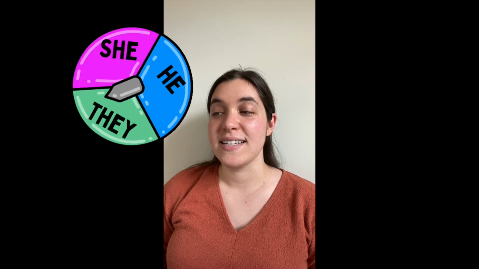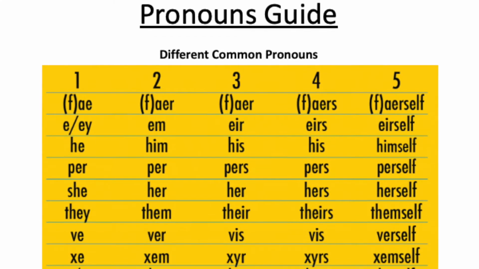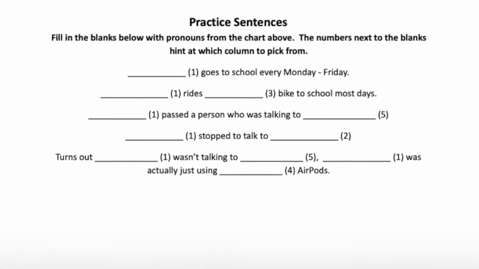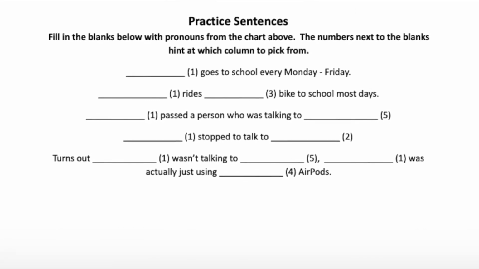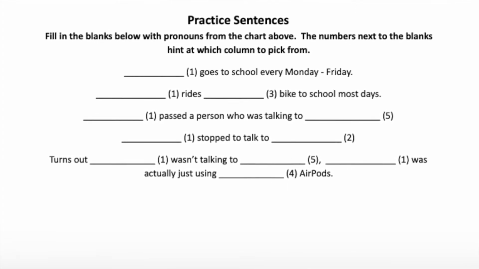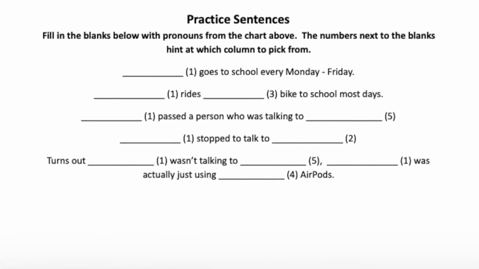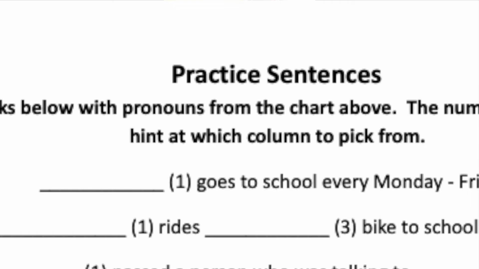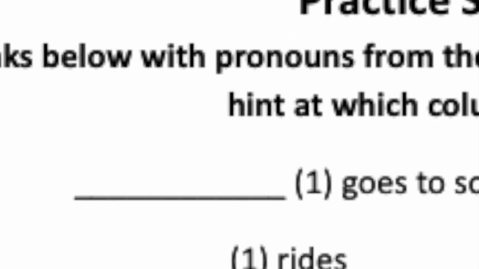Now that we've discussed what gender pronouns are and taken a look at some of the common gender pronouns, please take a few minutes to practice using some of these pronouns. Below the list of different common pronouns are 5 sentences that we'd like you to try to complete. Using the list of different common pronouns, please fill in the blanks to the sentences below using any pronoun of your choice from the column with the matching number. For example, the blank area for the first sentence should be filled in with a pronoun from column number 1 because the number in the parentheses next to the blank is number 1. We'll give you 3 minutes to fill out the worksheet and then we'll review it with you.